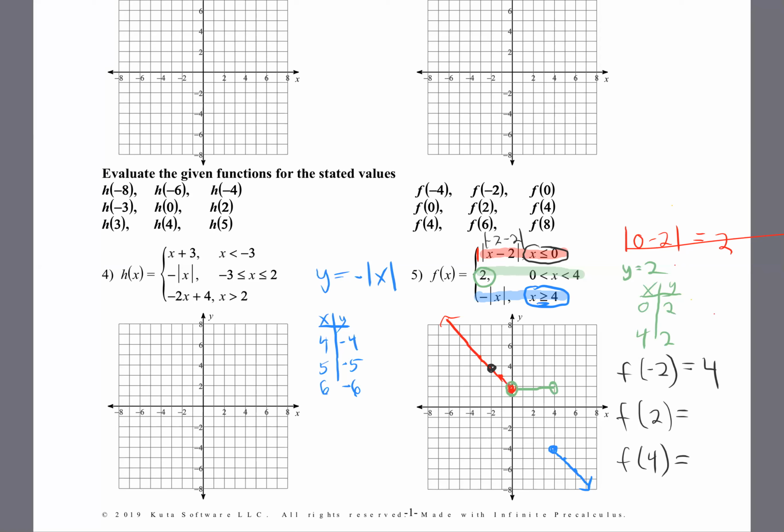If you want to find f of 2, you do red, green, or blue. Green, because 2 is between 0 and 4. Any number you plug in between 0 and 4 always gives you a y coordinate of 2. So 2, 2 goes on your graph right here. For the last point, when you plug in 4, what piece is that? Blue, because it says or equal to 4. So the opposite of the absolute value of 4 is -4. That would be this point right here. Are there any questions on number 5?